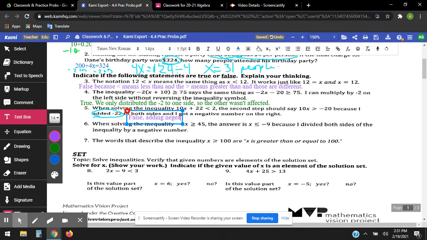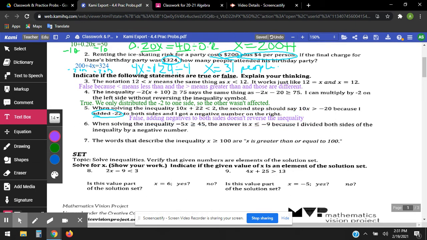Adding negatives to both sides doesn't reverse the inequality. Just like when we were practicing it in that one practice problem, adding and subtracting on both sides didn't make any difference. If you're adding -22, both sides are lowering by 22. That still keeps the left side smaller than the right side.